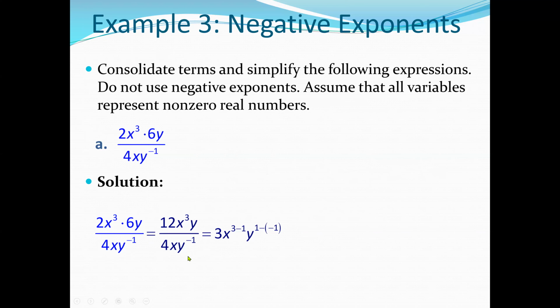So we know the division rule, the same base: we subtract the denominator exponent from the numerator. So we get 3s to the power 3 minus 1, y to the power 1 minus negative 1. So finally, our answer will give us 3s squared and y squared.